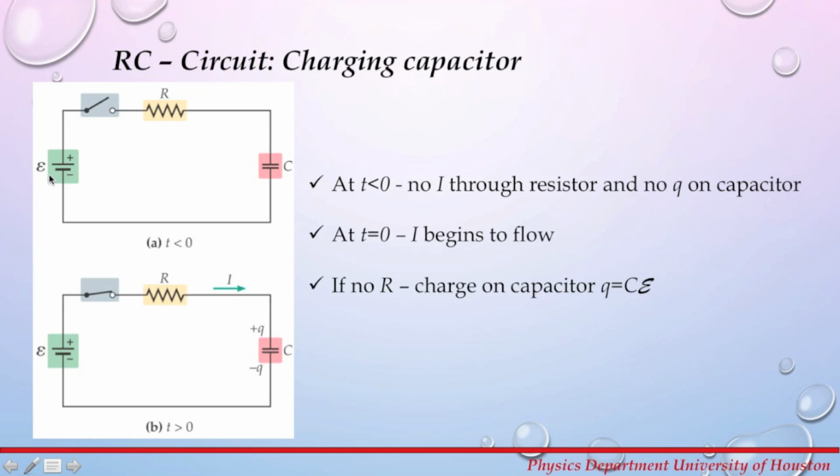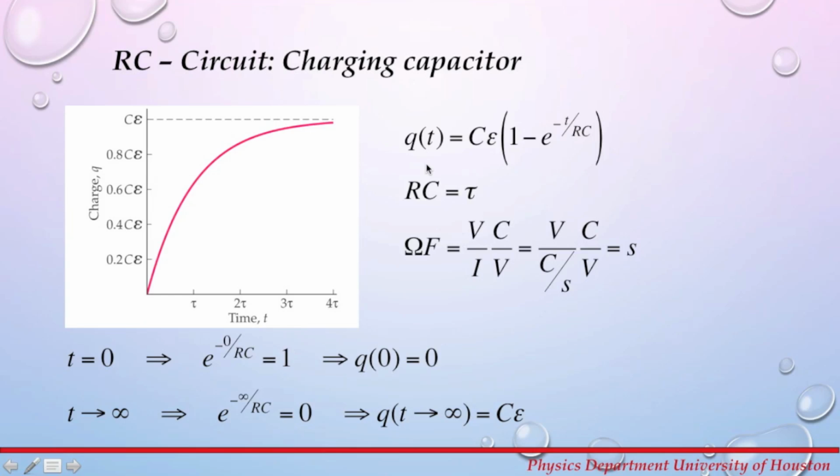The larger the resistance, the longer it takes for the capacitor to charge. This is because there is a potential drop across the resistor, so the potential difference across the capacitor is less than the EMF of the battery. With less voltage across the capacitor, there will be less charge on its plates compared to that of a capacitor connected directly to a battery. The charge on the capacitor changes with time according to this equation.